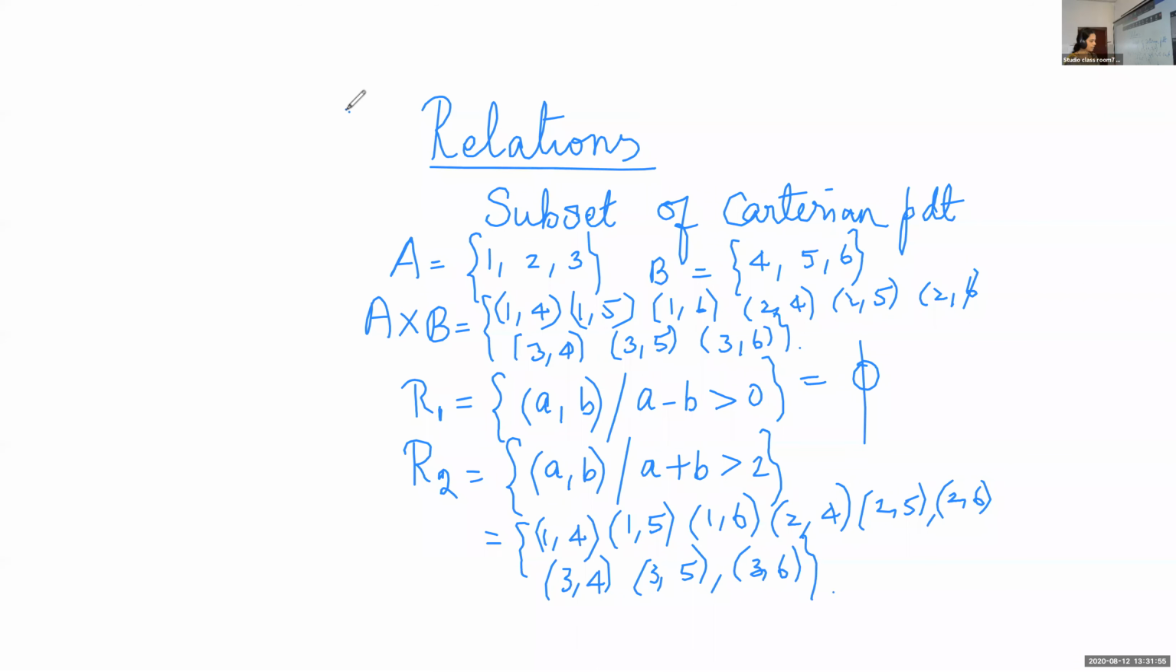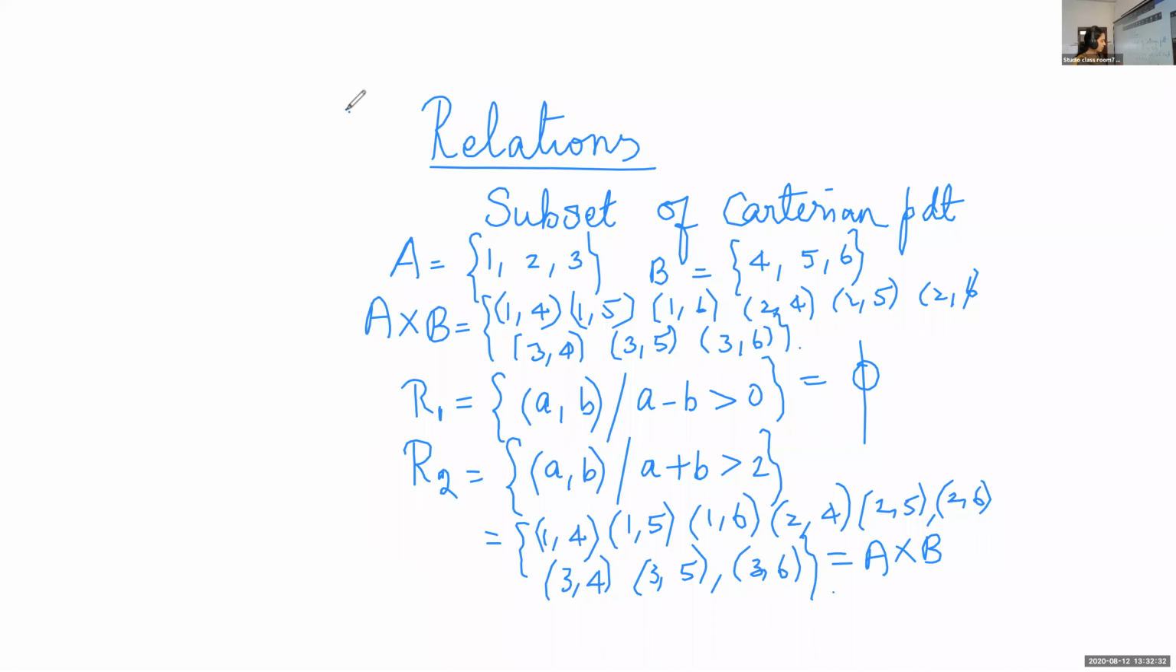Okay. So what is the relation? It is a subset of a Cartesian product. We are defining the Cartesian product. From the Cartesian product, we are selecting those elements which satisfy that relation. So here we will be getting the whole set itself. Here it is the same as A cross B, isn't it? In R2, we are getting A cross B itself.